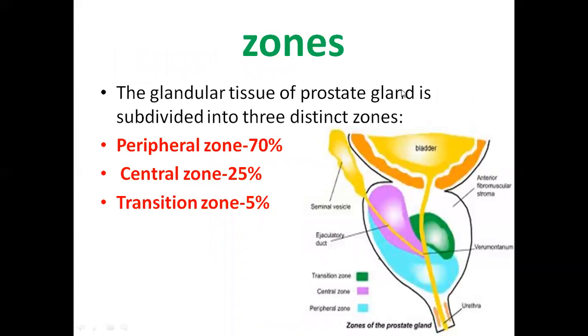The glandular tissue of the prostate is subdivided into 3 distinct zones. For your easy remembering, you just remember part completion test PCT. The zone which is outside is the peripheral zone, which is comprising 70%. The zone which is in the center is the central zone, which is 25%. And the zone which changes is called as the transition zone, which is comprising around 5%. Okay. So this is peripheral zone, this is central zone, and this is transition zone. Everything is labeled here. Colors are given.